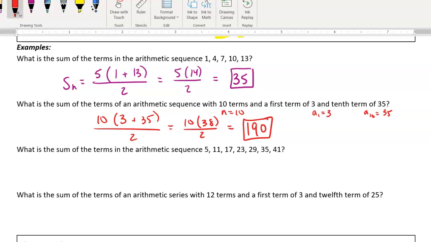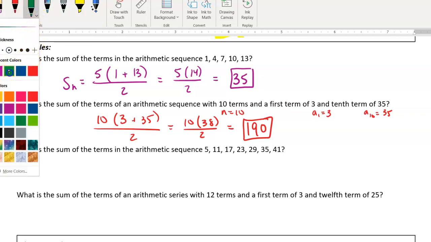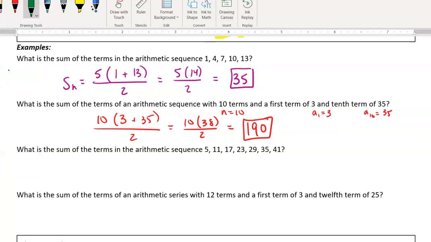All right, I want you guys to go ahead and try these next two on your own. So I want you to hit pause and then hit play when you're ready to check to see if you've done these two correctly.